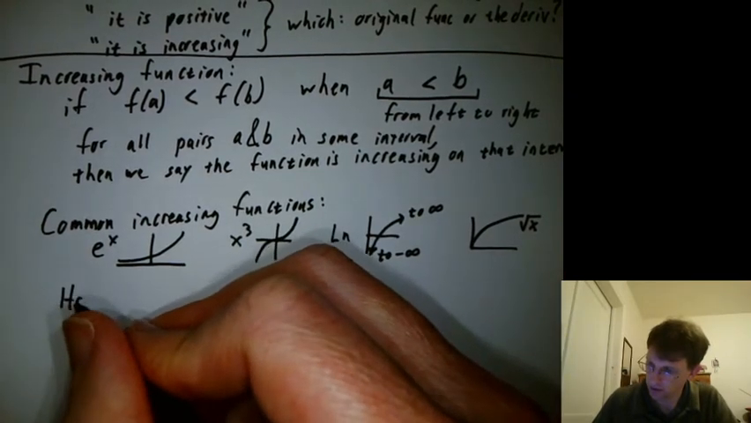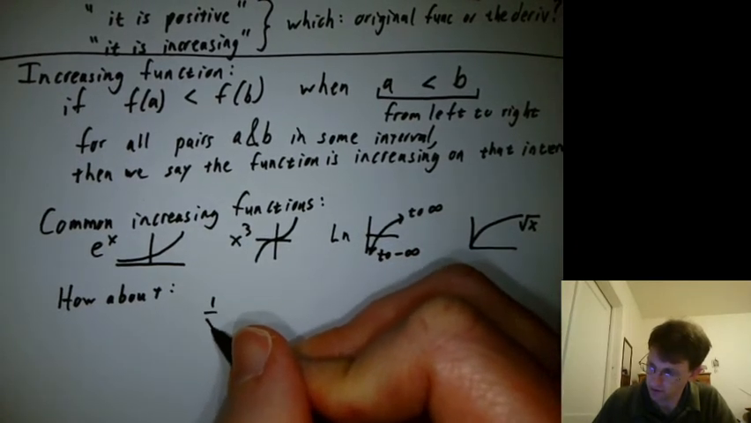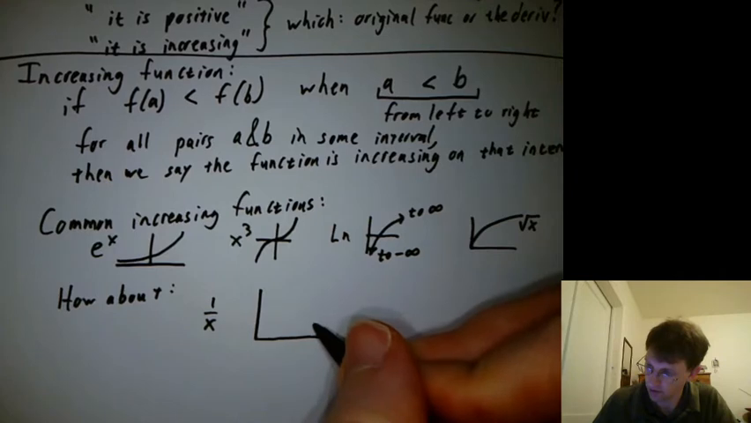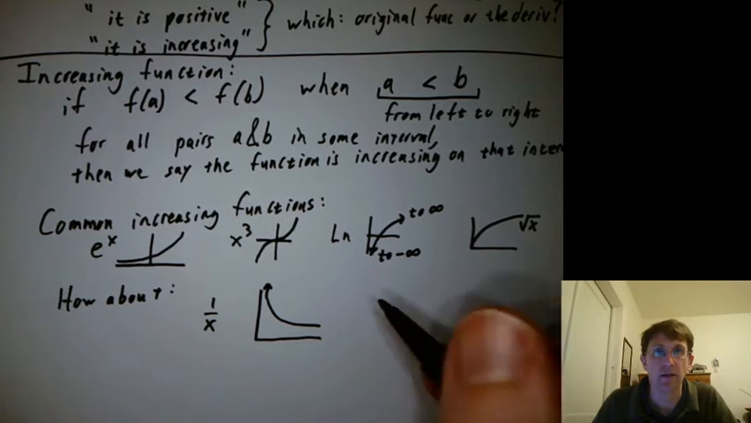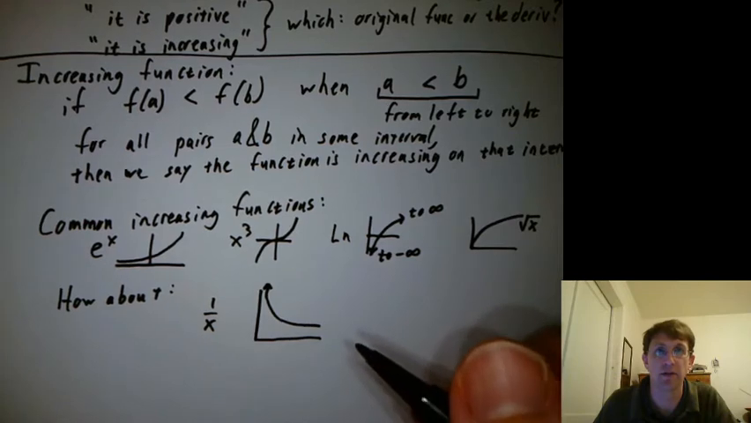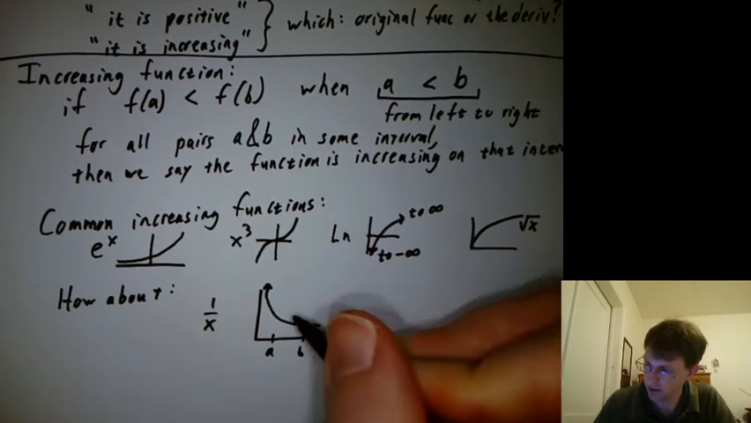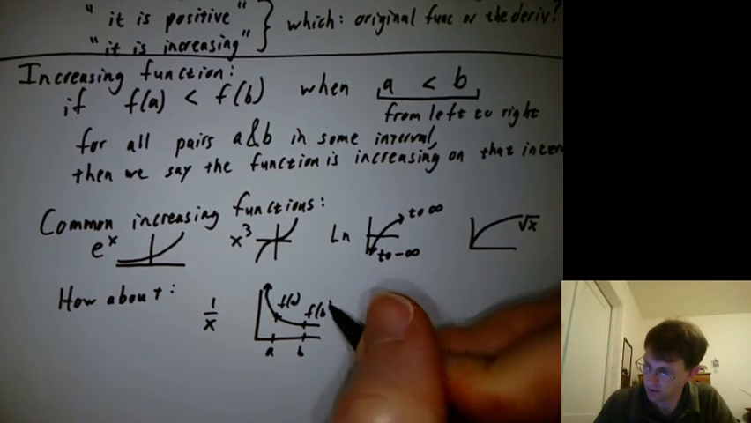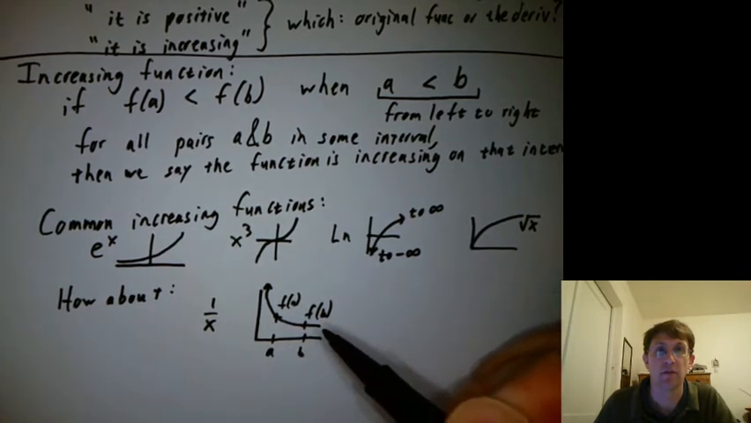How about one over x, and we'll just deal with x greater than 0. If you remember, it looks like that. So as you get closer and closer to the y-axis, it shoots up toward infinity. So is that an increasing function? Well, if we pick an a and a b here, and here's f of a and f of b, is it true that f of a is less than f of b when a is to the left of b? Nope, it's the opposite.